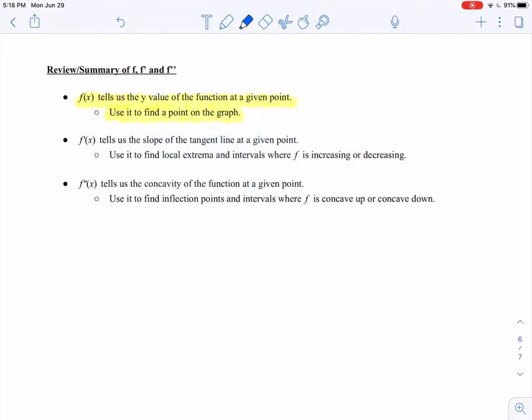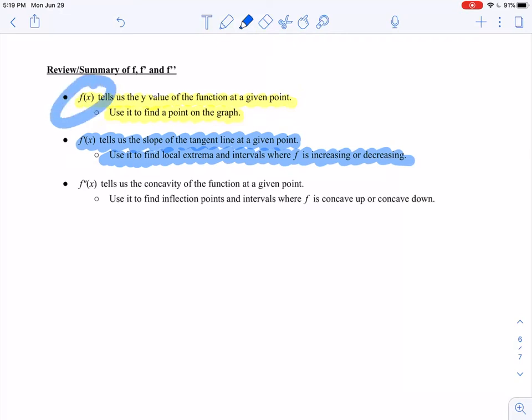The first derivative tells us the slope of the tangent line at a given point. So this tells us something different. It tells us the slope of the tangent line. We use this to help us find local extrema and intervals where our function f is increasing or decreasing. So it tells us where our function is increasing or decreasing, or the slope of the tangent line. We do not use it to find a y value. That's what f of x is for.